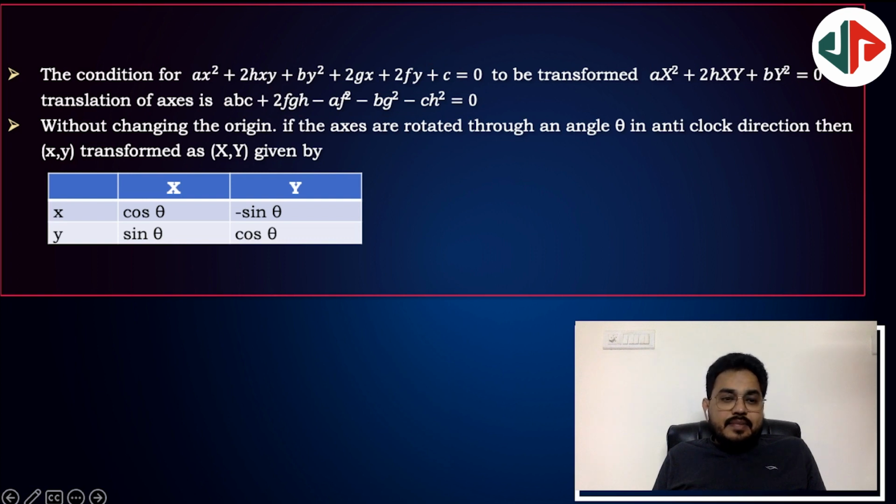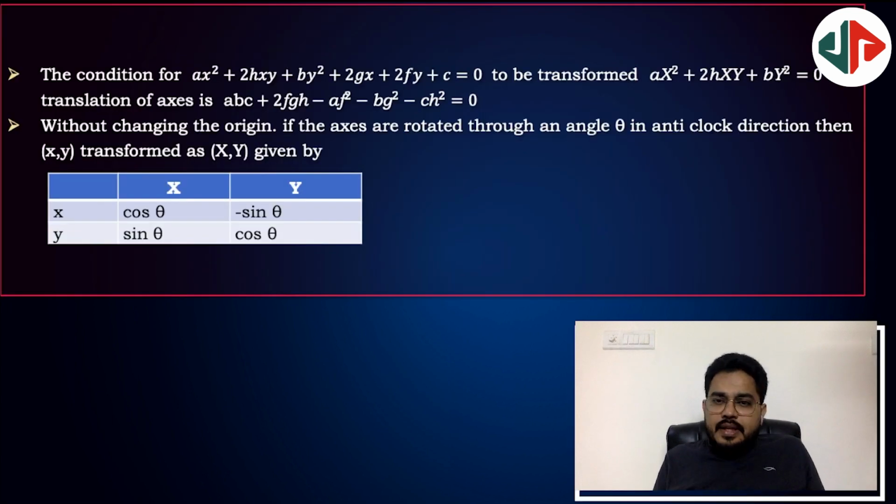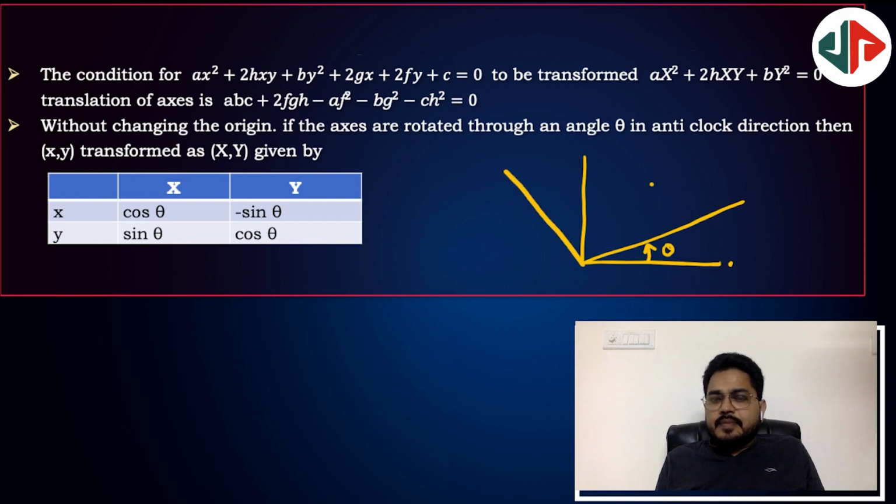rotating the axes. Now the next part is x comma y without changing the origin. If the axes are rotated through an angle of theta in the anti-clockwise direction, what is this point? So, if these are the original coordinate axes, and this is x comma y, the X-axis is rotated through an angle of theta, similarly the y-axis.